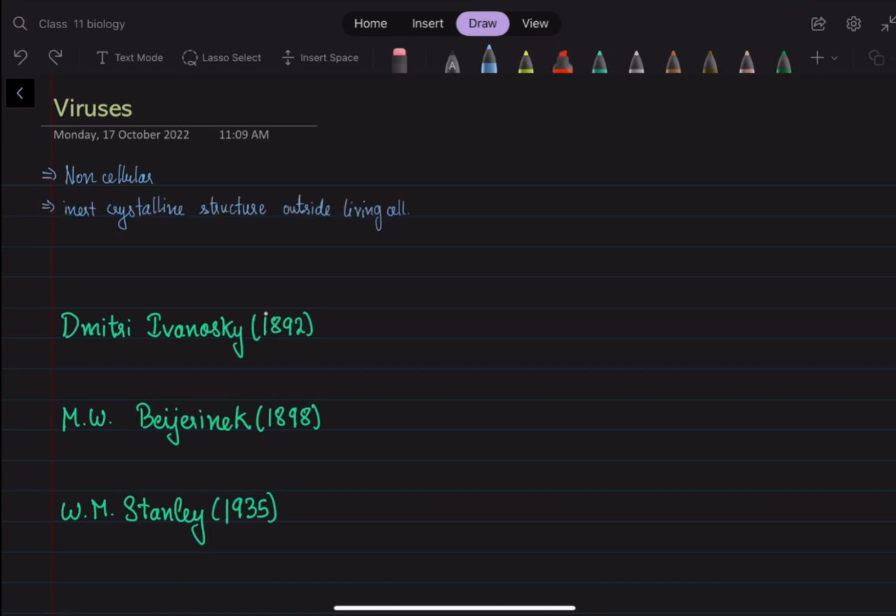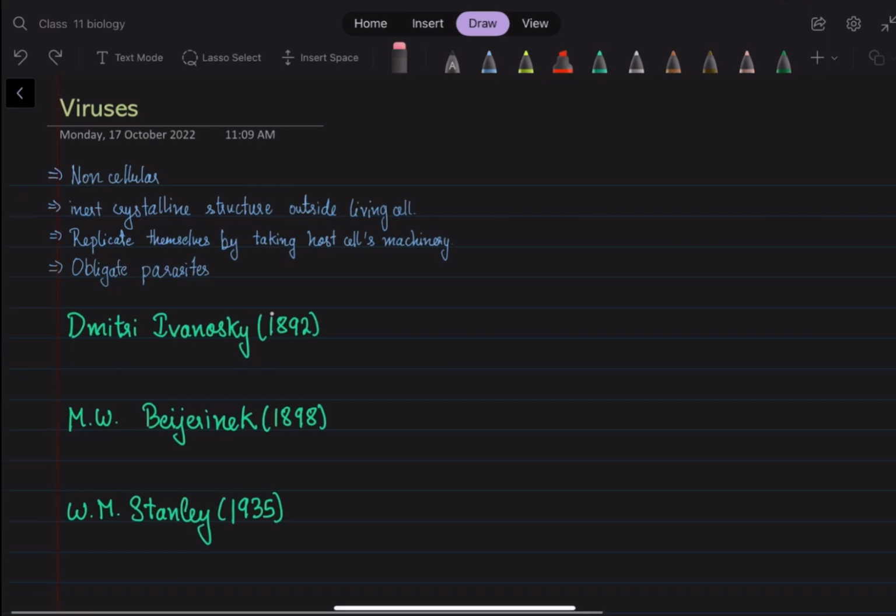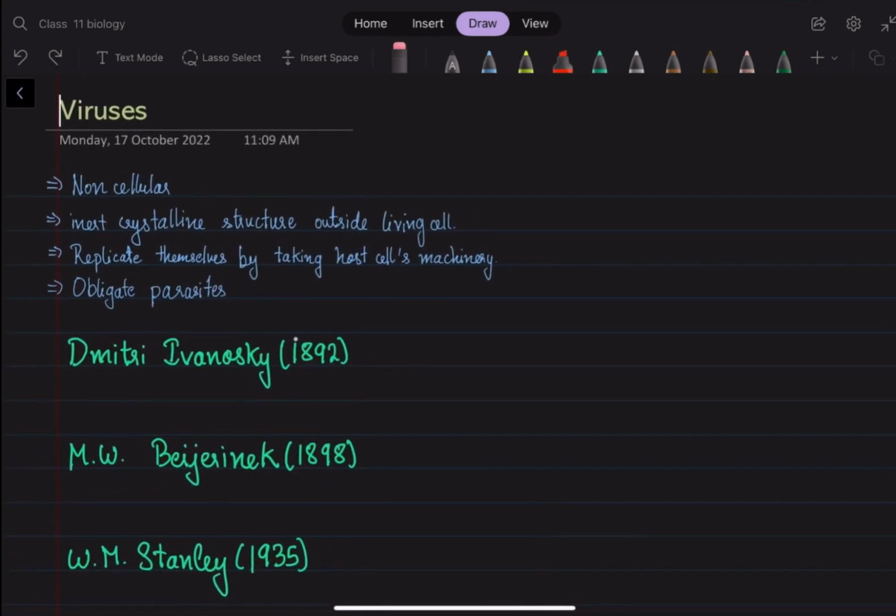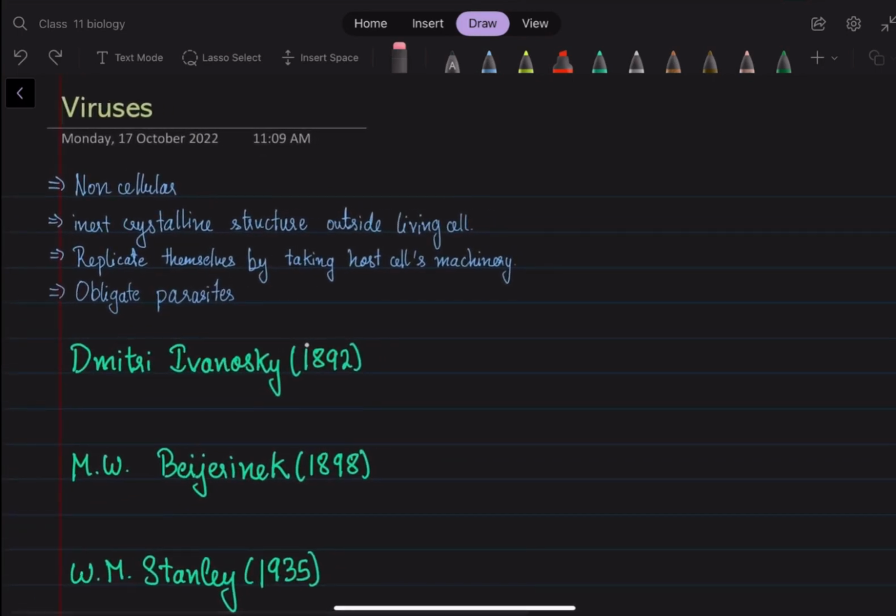Next, viruses are completely inert outside a living cell. That means they are not active and do not do anything when they are outside the living cell. Whenever they enter a living cell, they completely hijack the host cell's machinery and replicate or reproduce themselves using it. That is why we call them obligate parasites. Obligate parasites means strict parasites. They completely depend on the host cell's machinery to reproduce themselves.